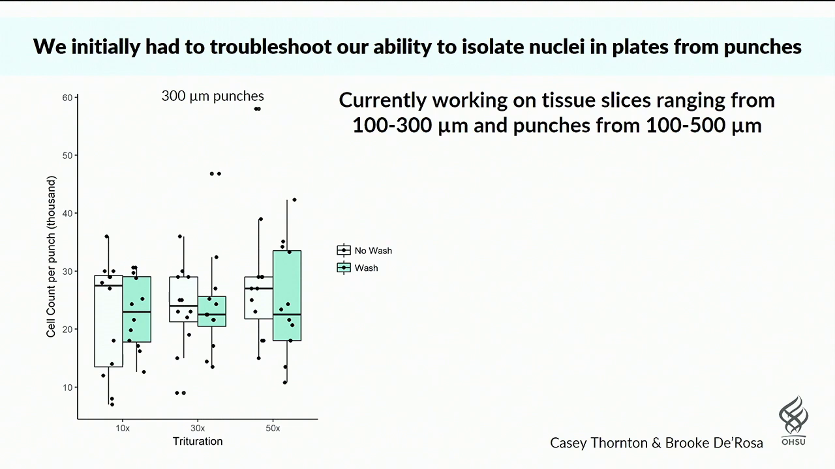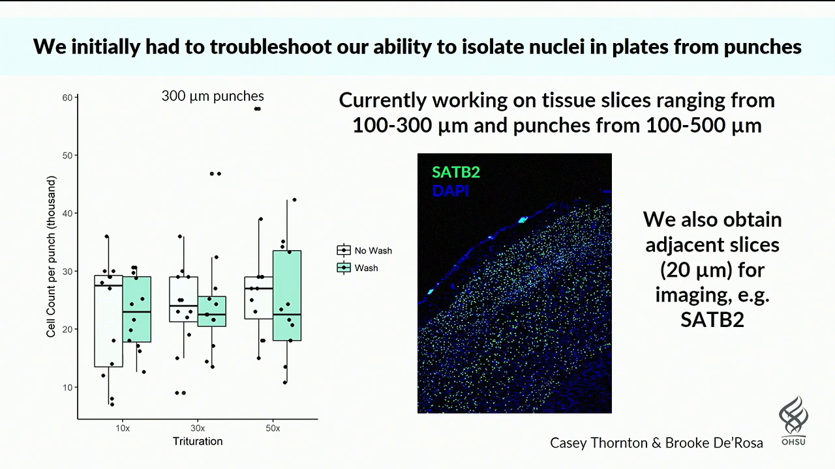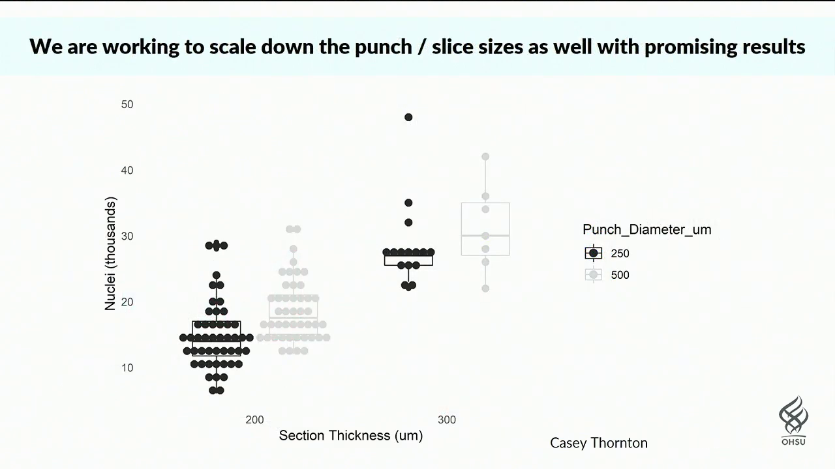We did a lot of work, specifically Casey in my lab, optimizing getting nuclei isolation in high quality from these microbiopsy punches, including different washes that actually improve the data quality substantially. We also get nice imaging from the slides adjacent, so we just wanted to make sure that that works. And then we also have been experimenting with different punch sizes as well as section thicknesses.